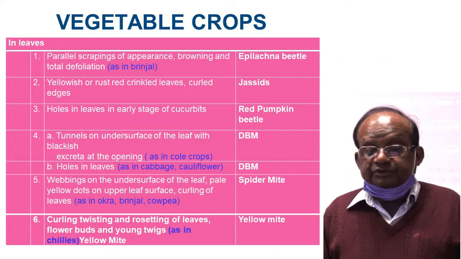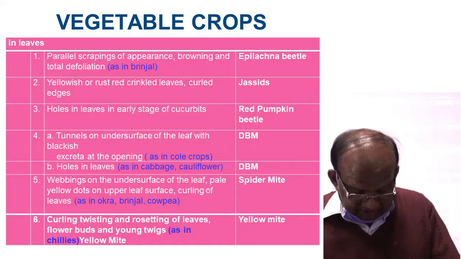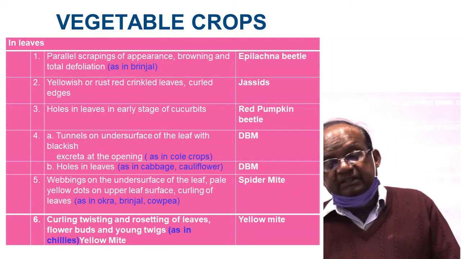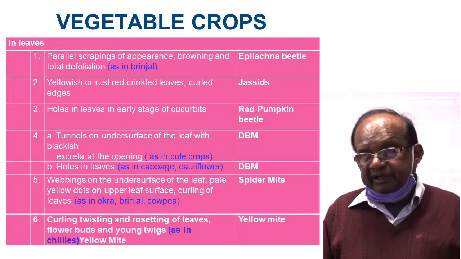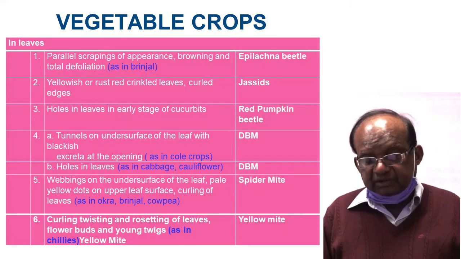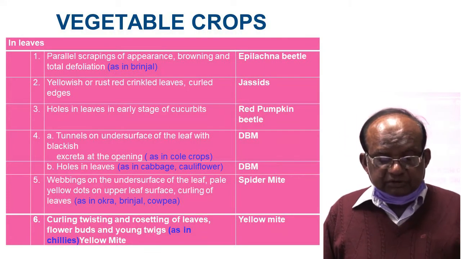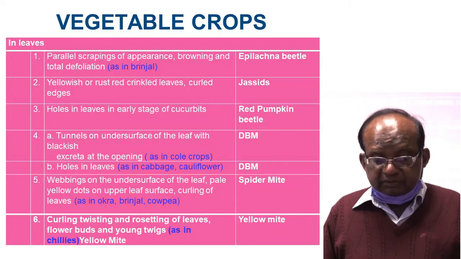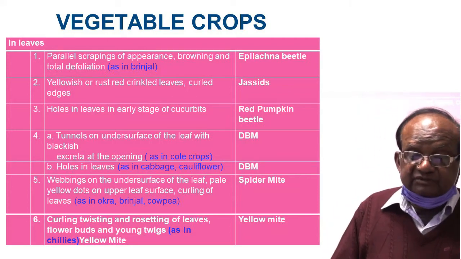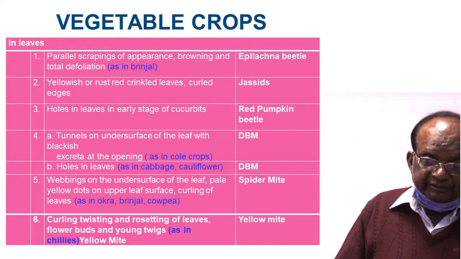Then vegetable crops. Vegetable crops are badly, severely and continuously damaged by various types of insect pests. Without providing a plant protection umbrella, it is difficult to raise vegetable crops. So a plant protection umbrella is required for growing vegetables sustainably and profitably.